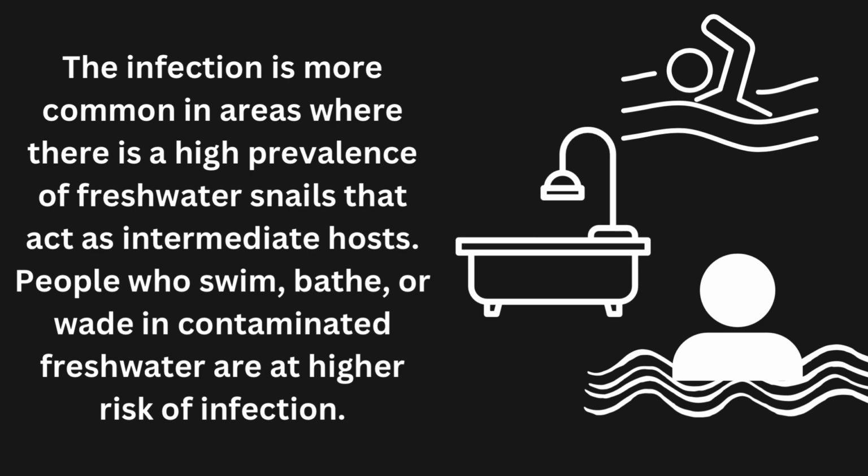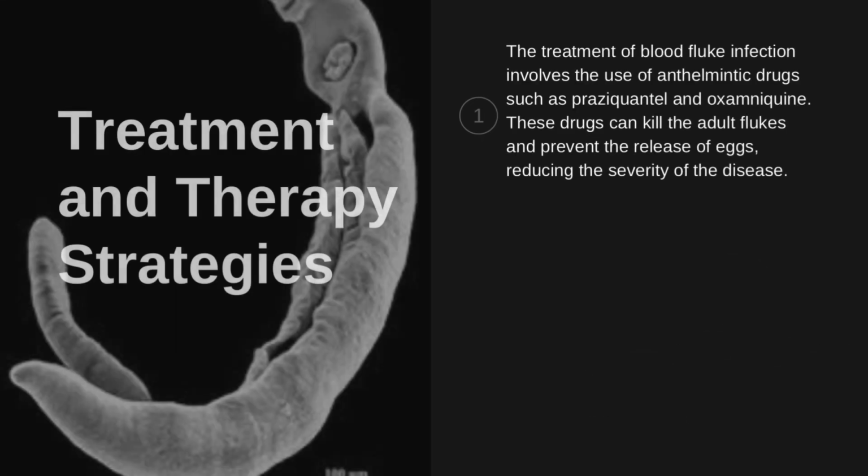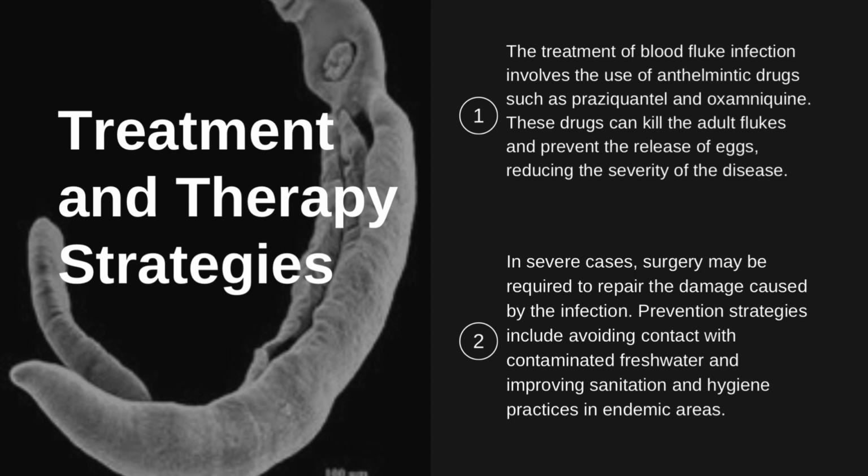Treatment and therapy strategies. The treatment of blood fluke infection involves the use of anthelmintic drugs such as praziquantel and oxamniquine. These drugs can kill the adult flukes and prevent the release of eggs, reducing the severity of the disease. In severe cases, surgery may be required to repair the damage caused by the infection.